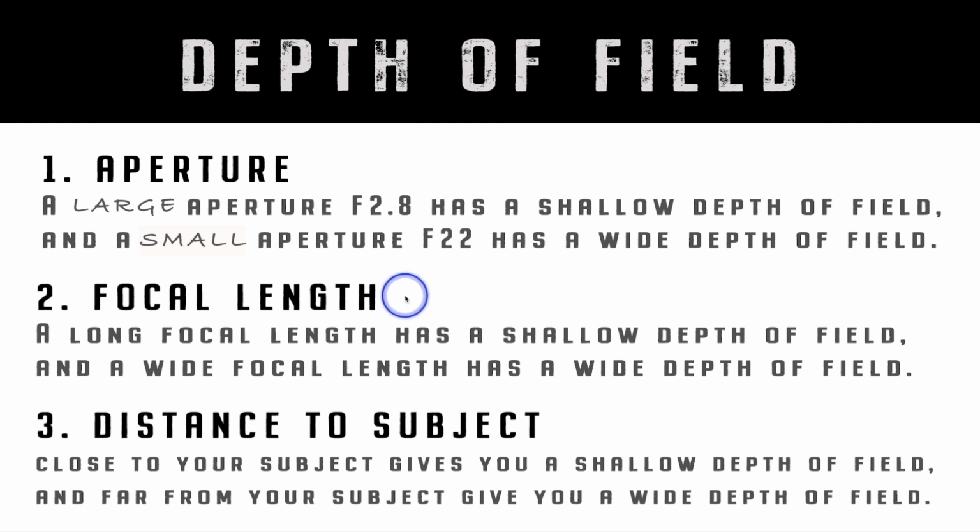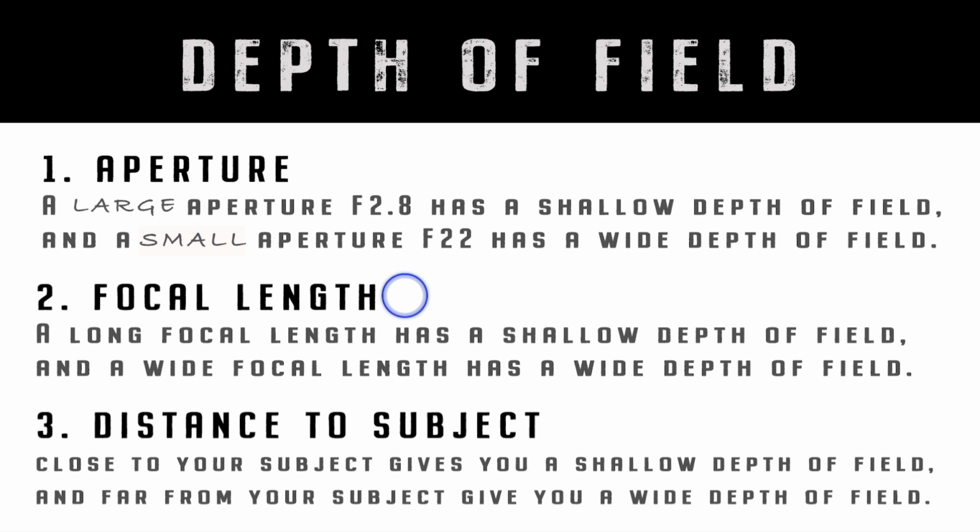The next factor that we have is focal length. Now, focal length is represented as millimeters on the front of your lens. So if you look on the front of your lens and you have a 35 millimeter lens, that's your focal length. That focal length means the distance from the sensor of your camera to your lens. So that distance is focal length.